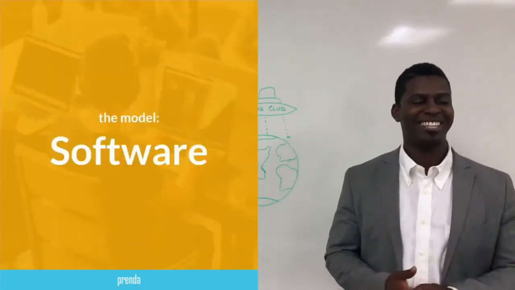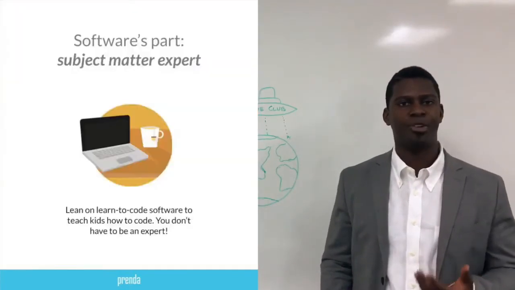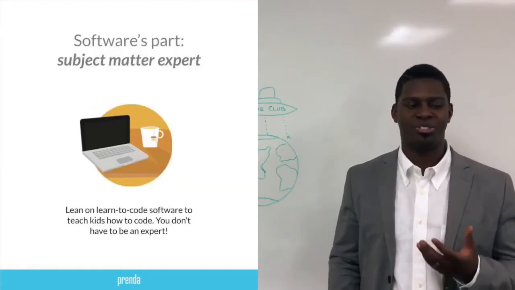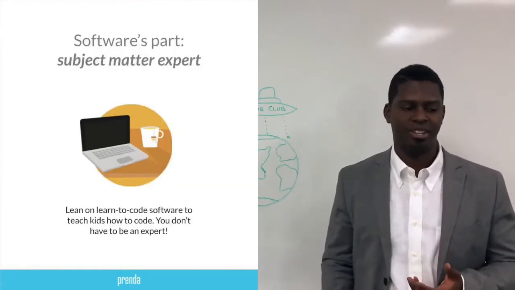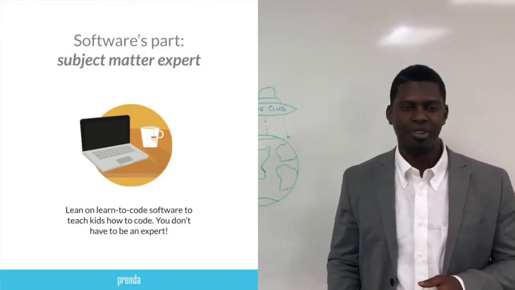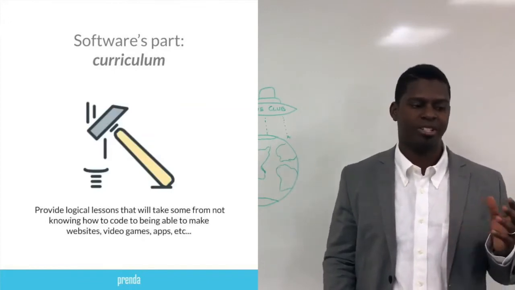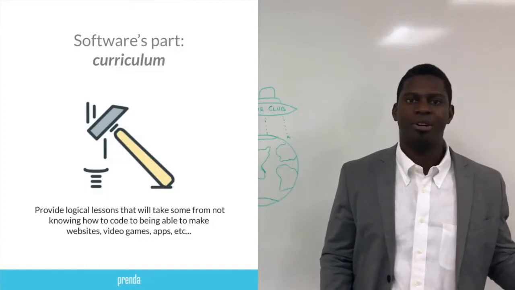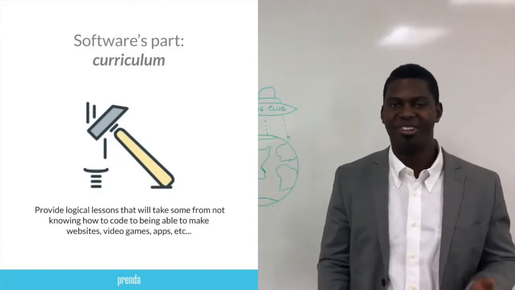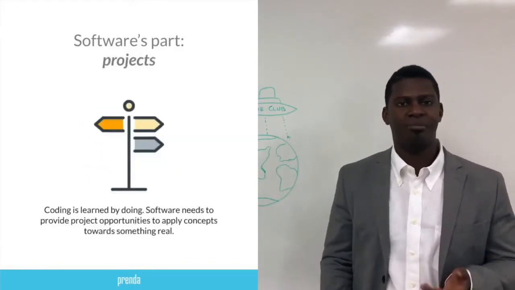The second part is the software. In our model, the software becomes the subject matter expert. That means that you can lean on the Learn to Code software to teach the kids how to code. You yourself don't have to be an expert because the computer is the expert. What does that mean? Well, first there's the curriculum piece. In here we have curriculum that's going to take students from not knowing anything about coding to being able to build apps and websites and games. They're never going to run out of stuff, you don't have to worry about that, and there's always more for them to learn. The other part is the projects.